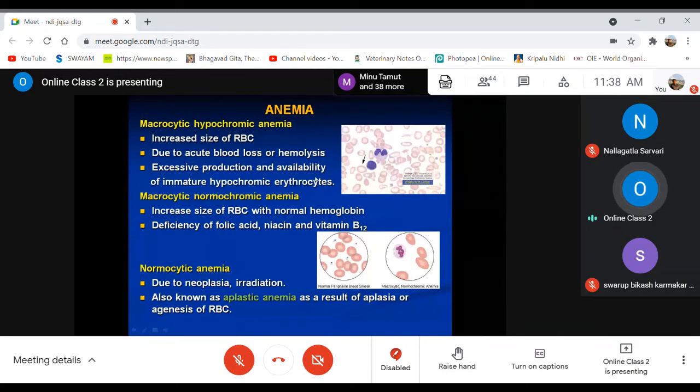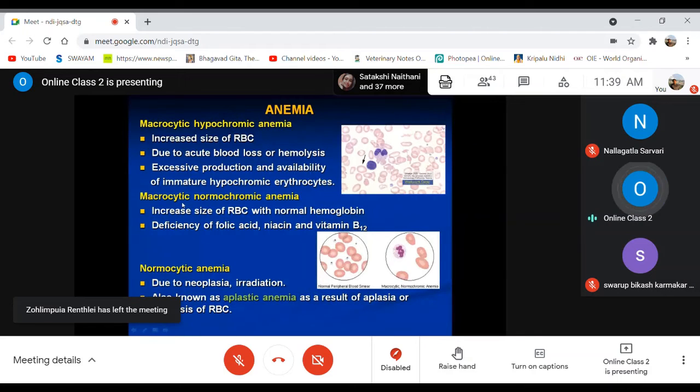These are the types of anemia based on morphology as well as hemoglobin concentration. The first one is macrocytic hypochromic anemia, meaning the size of the RBCs is increased, but there is less coloration from hemoglobin, hypochromic. This mainly happens due to acute blood loss or hemolysis, with excessive production and availability of immature hypochromic erythrocytes, as I'm showing in this picture.